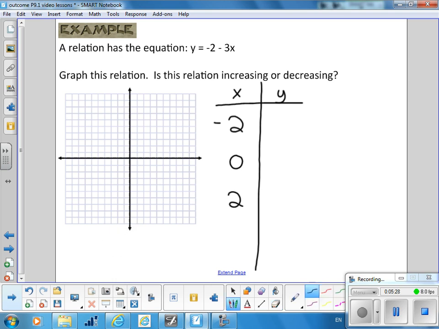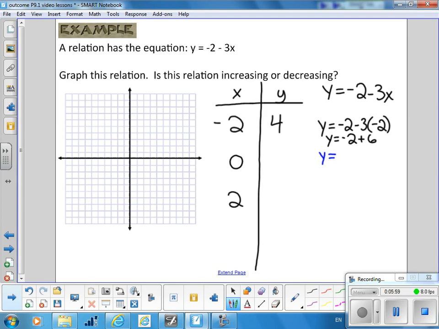So now what we do is we use substitution. I'm going to substitute -2 into the equation, and I'm going to solve for y. So I'm going to put -2 into x, and then we're going to solve this. If we do the multiplication first, -3 times -2 is +6, and -2 plus 6 is 4. So my matching y value in our table is 4.